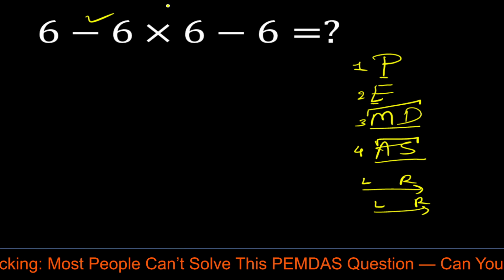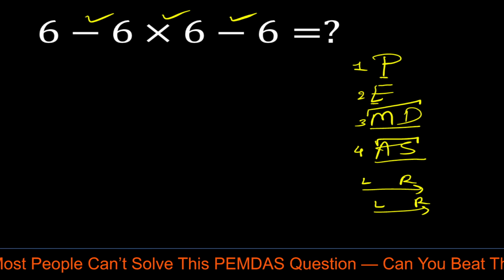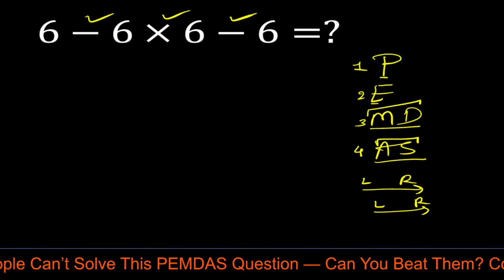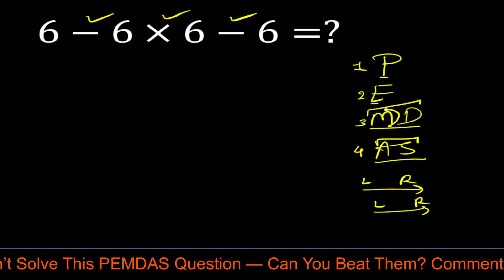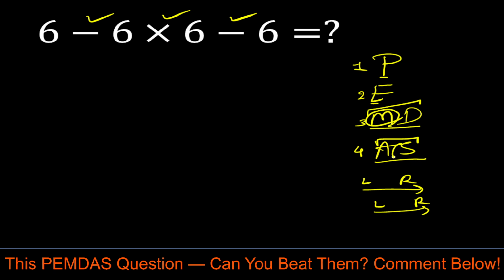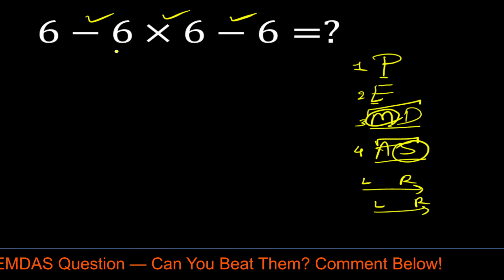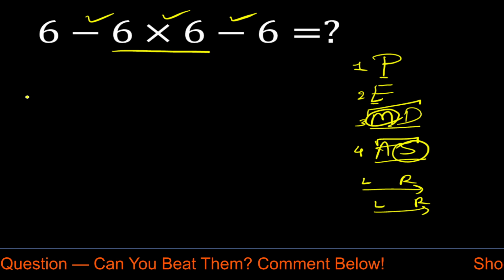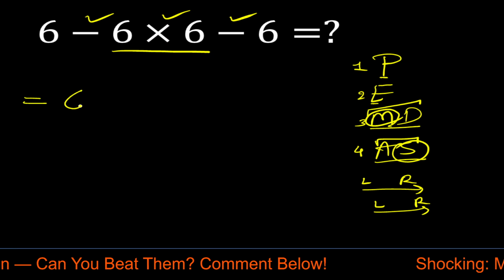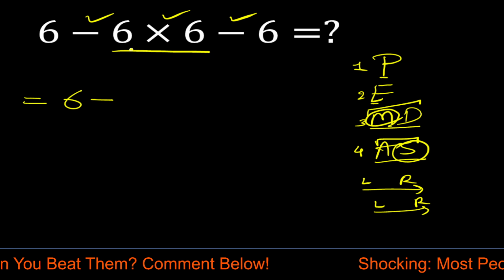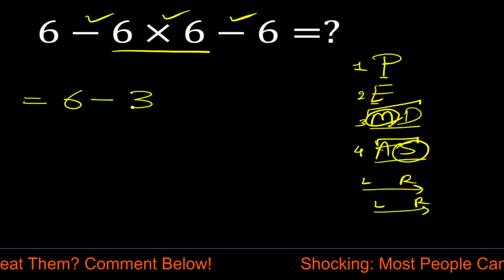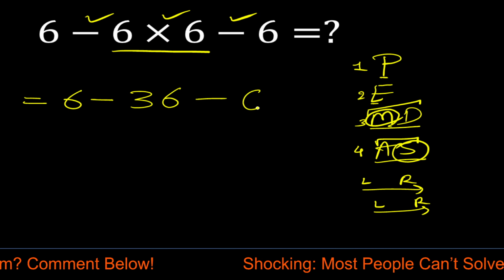So in this question, here we have subtraction, here multiplication, and here subtraction. So according to the PEMDAS rule, first we have to solve multiplication, then we have to solve subtraction, right? So first we have to solve this multiplication. So now 6 minus, now solve this multiplication, 6 times 6 is equal to 36 minus 6.